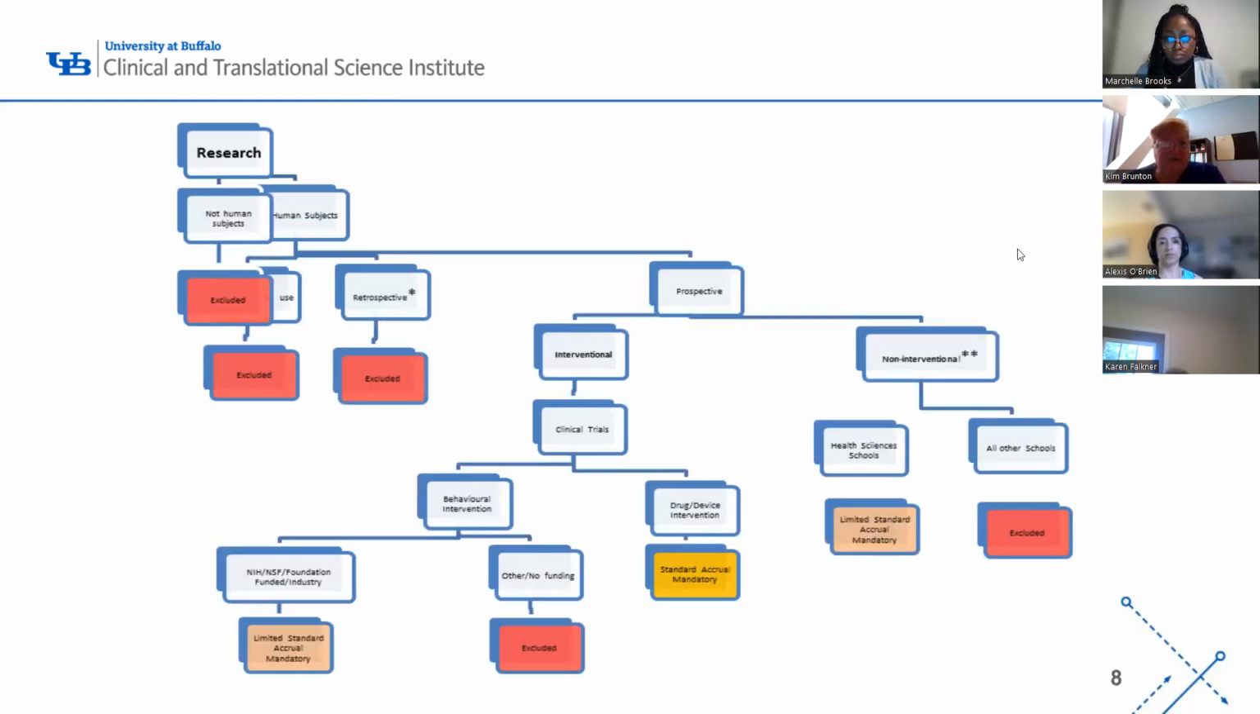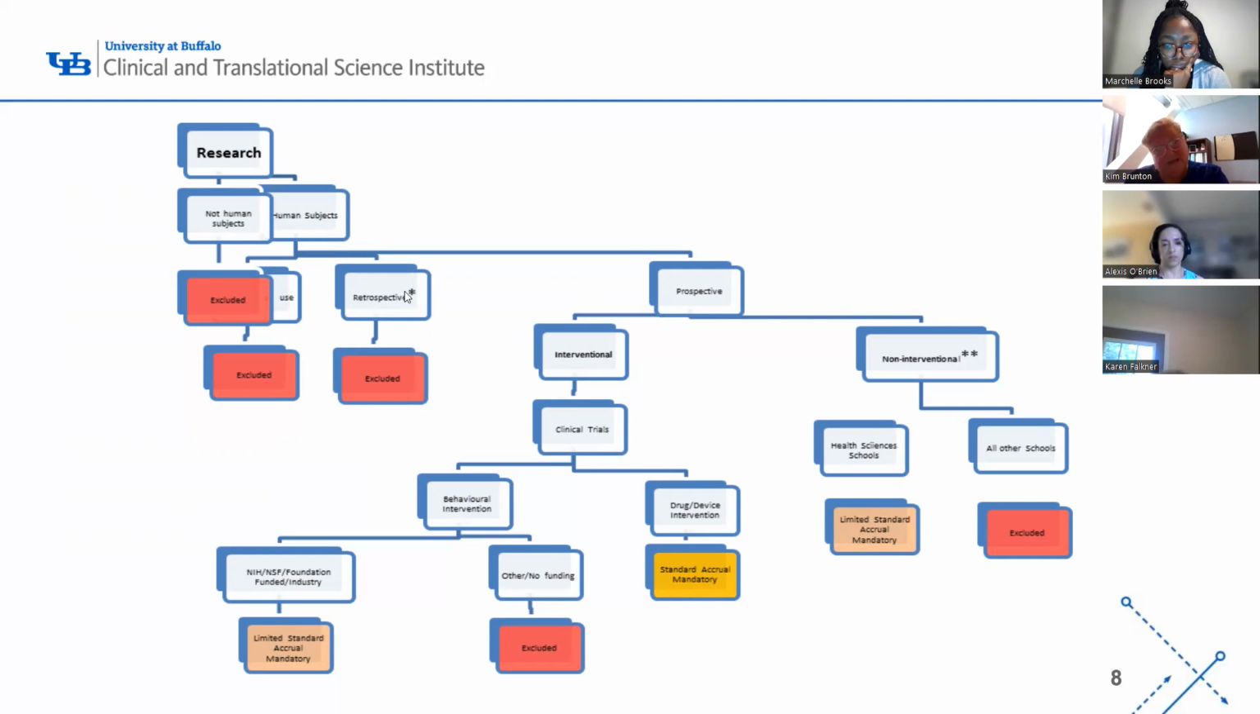This is a very interesting part of how the data is collected, or what data we need to collect. And this will be represented a little bit later on in the review of the policy. But as you can see, basically anything retrospective is really not where we're looking at. Anything that is considered not human subjects research does not necessarily, or does not need to be in the system.